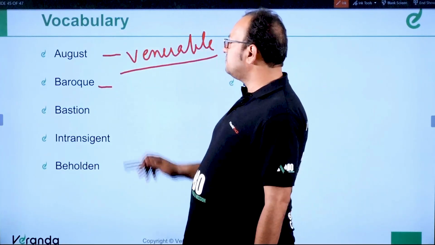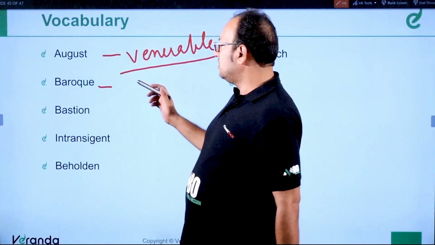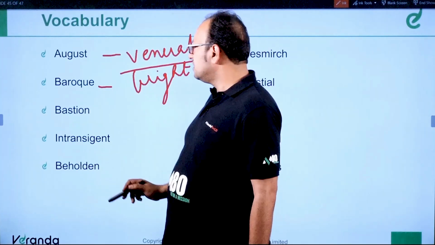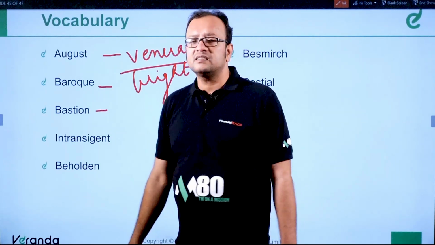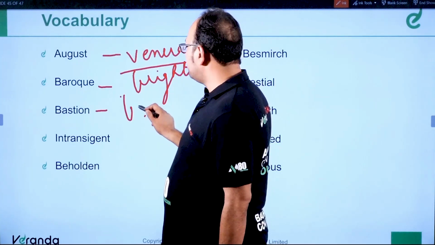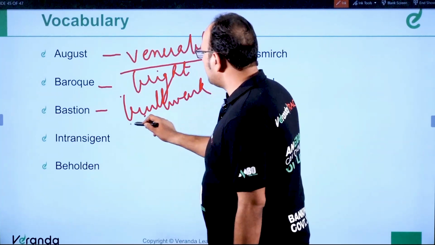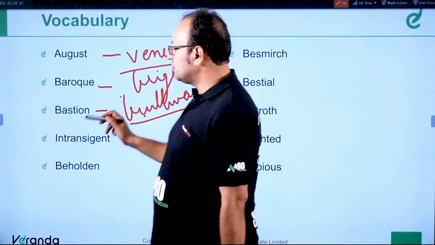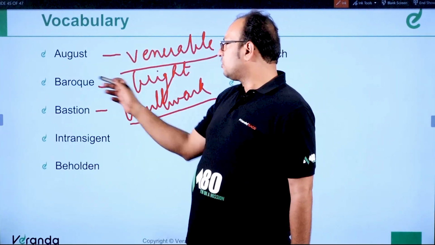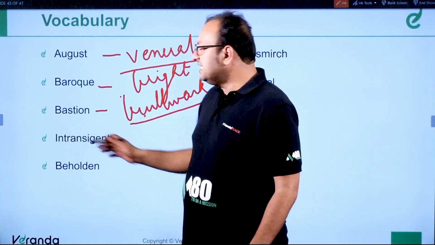Baroque means very colorful and bright, ostentatious. I will use the word bright. Then next is bastion. Bastion means a very strong defense. I will use the word bulwark, B-U-L-L-W-A-R-K, bulwark. A strong defense, bastion. August means venerable. Baroque means bright and colorful. Bastion means bulwark or strong defense.